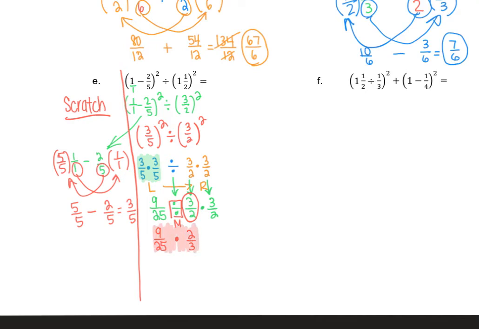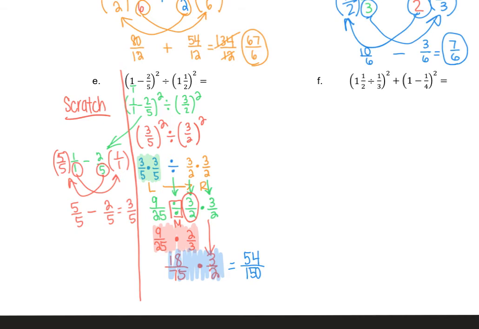So if I do that, what do I get? Well, I get 18 over 75, because 9 times 2 gets me 18, and 25 times 3 gets me 75. And then if I bring down this other stuff, I get times 3 over 2. And if I do the multiplication, I get 54 over 150, because 18 times 3 is 54 and 75 times 2 is 150.